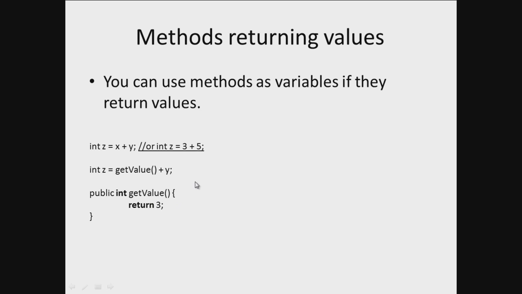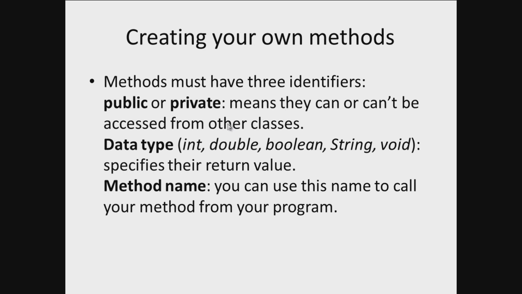In order to create your own methods, as you have seen, they have three unique identifiers: public or private, which means whether they can or can't be accessed from other classes; the data type of the method, such as int, double, boolean, string or void, and in our case it can use all of the primitive data types. If you are scripting for RSBot, you may want to use RSTile or RSPointer or something like that. And finally, the method name.